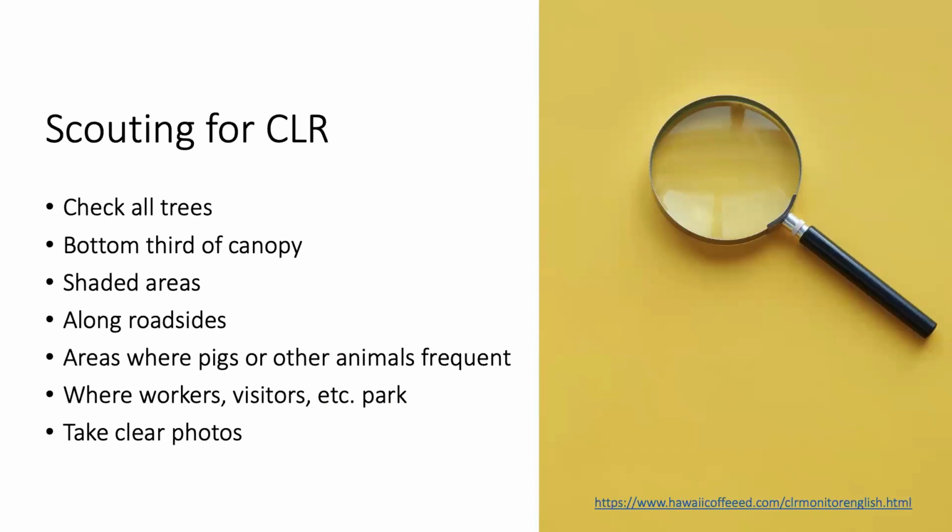CLR can easily be missed when scouting, so knowing where to look can be helpful. To detect an initial infection and in areas of low infection, try to check as many trees as possible for rust. Early in infection, coffee leaf rust is typically found on leaves on the bottom third of the tree canopy. Observations in Hawaii also indicate that CLR is found early on in areas where overstory trees shade coffee and where vehicles, pigs, workers, and other people frequent.